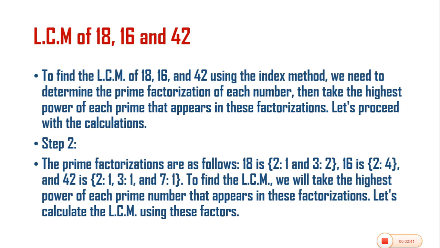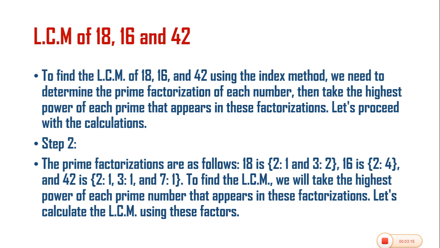The prime factorizations are as follows. The prime factorization of 18 is 2 raised to power 1 and 3 raised to power 2. The prime factorization of 16 is 2 raised to power 4. And the prime factorization for 42 is 2 raised to power 1, 3 raised to power 1, and 7 raised to power 1. Now to find the LCM, we'll take the highest power for each prime number that appears in these factorizations.